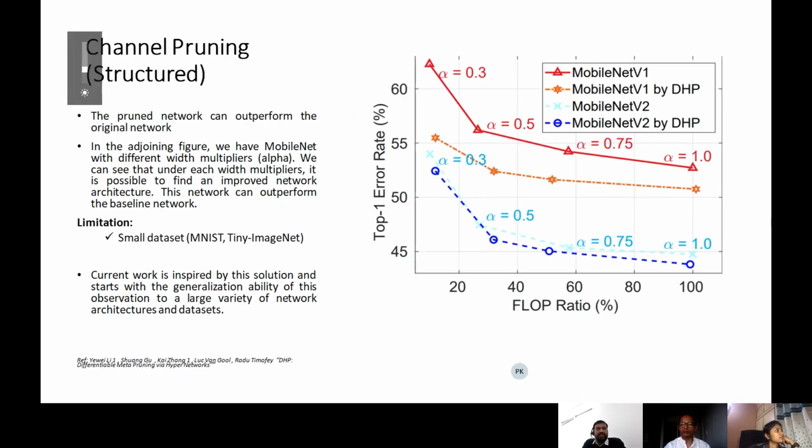Second is channel pruning. Basically, it's structured, not unstructured, channel pruning, and that is very important for this work. As Mayank extensively talked about MobileNet, I will keep it brief. We can see here that the pruned network can outperform the original network. Here we have various width parameters. Alpha shows the width parameter, which can go from 0 to 1, and for under one width parameter, it's always possible to get an improved model. Here it's visible that the error rate is smaller for the same alpha parameter, which is 0.3.